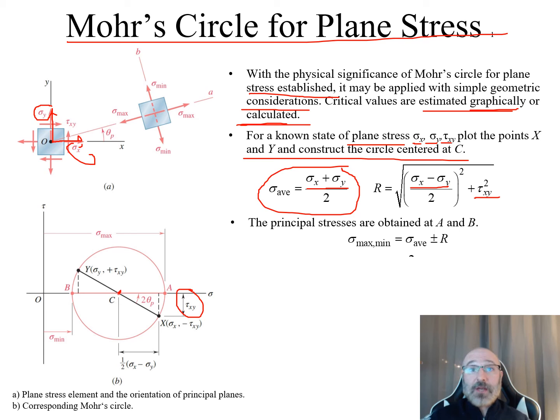Now we can then obtain our principal stresses at A and B. We have these at the two outer sides of the circle. There's our A, there's our B, and if we go from our origin out to A, this is our sigma max, and then out to B, this is our sigma min. And then we have this relationship that our sigma max and sigma min is going to be our sigma average, that we calculated from this, plus or minus our R value, which is obtained from this expression.